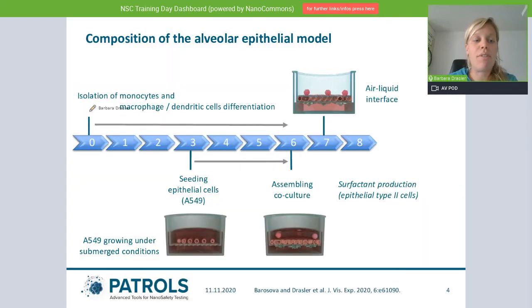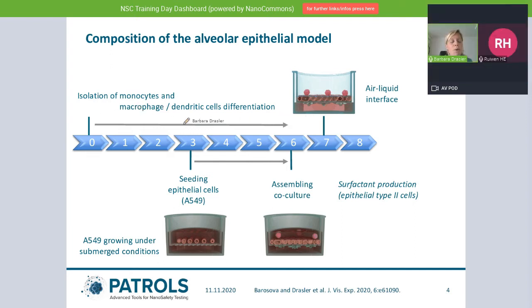And straight after the isolation, we start with differentiation of the two immune cell types that we're using in the model. These are macrophages and dendritic cells. We cultivate them in specific growth factors in the medium for 6 days. And already during this differentiation period, we start seeding our epithelial cell line.